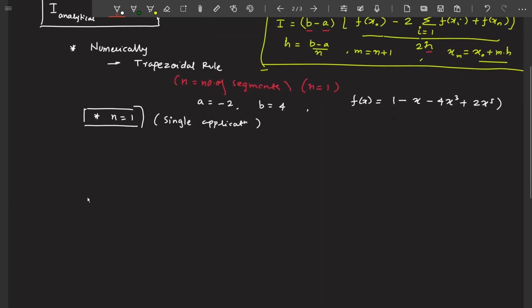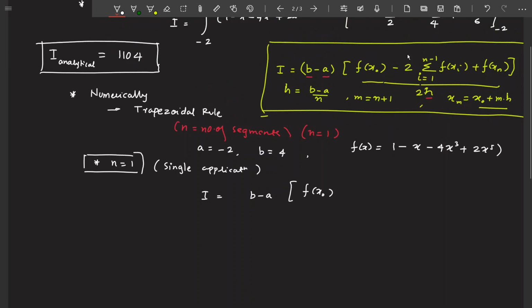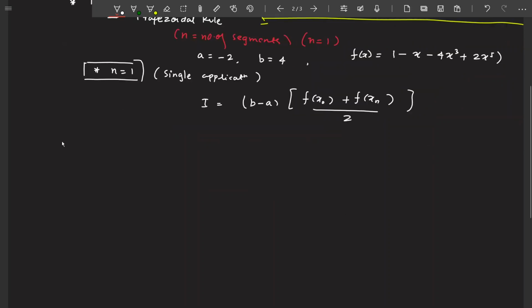So when you take n is equal to 1, your I comes out to be b minus a times f of x0. When you apply this in the formula with n equal to 1, the whole middle sum is going to be 0, plus f of xn, divided by 2. Now in this problem you just have to find out x of 0 and x of n.